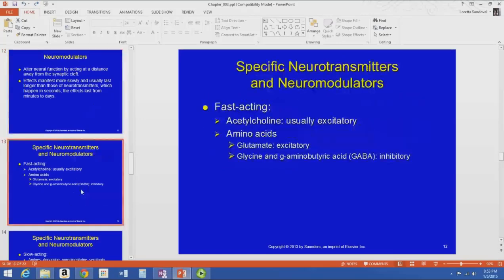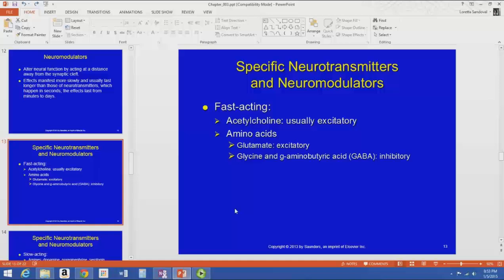So talking about specific neurotransmitters and neuromodulators, there are only a couple that I want you to know. Acetylcholine is one of them. It's used at the neuromuscular junction. It's usually excitatory. And the neuromuscular junction almost always fires when you get a nerve impulse to it. A neuron may or may not fire when you get a nerve impulse to it. So acetylcholine is an excitatory neurotransmitter, and it's used at the neuromuscular junction. It's also used throughout the autonomic nervous system, but we're not going to worry about that right now.